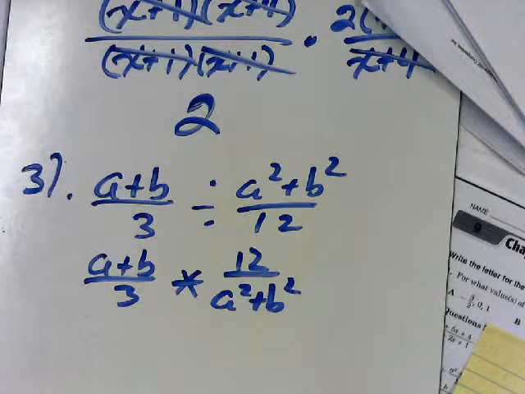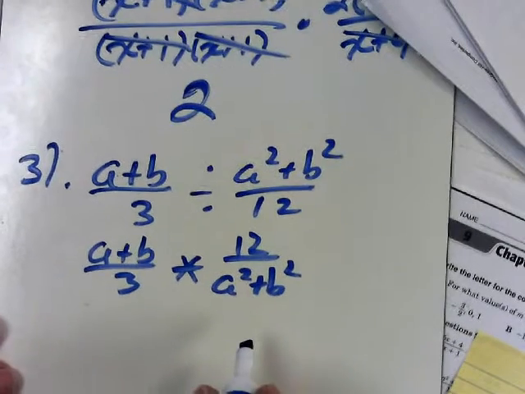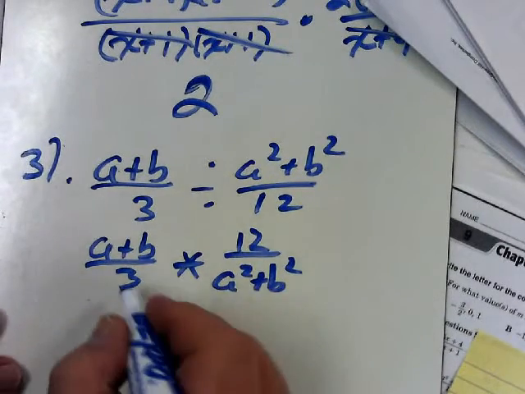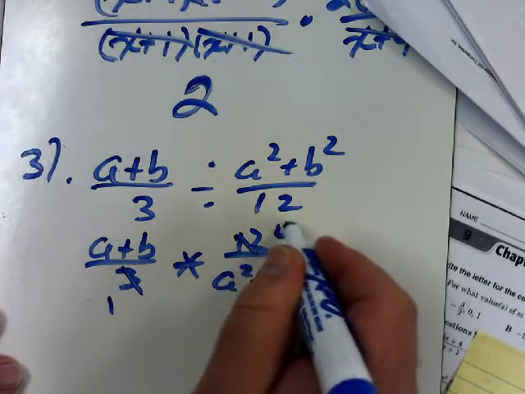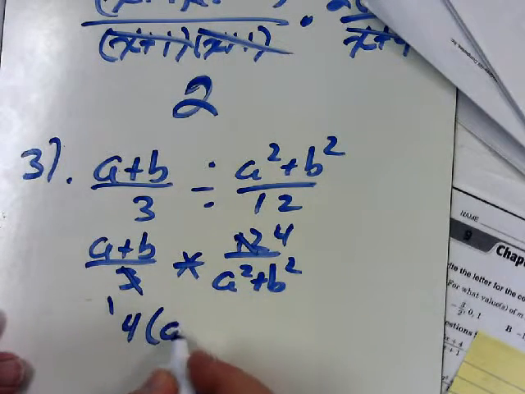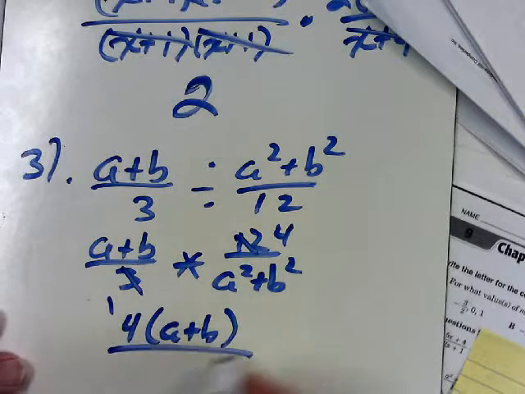Is a squared a perfect square? Is b squared a perfect square? But it's adding together, isn't it? It's not subtracting. Does not factor. So the a squared plus b squared cannot factor. The only things that I can cancel are this 3 and this 12. So I have 4 times a plus b over a squared plus b squared.